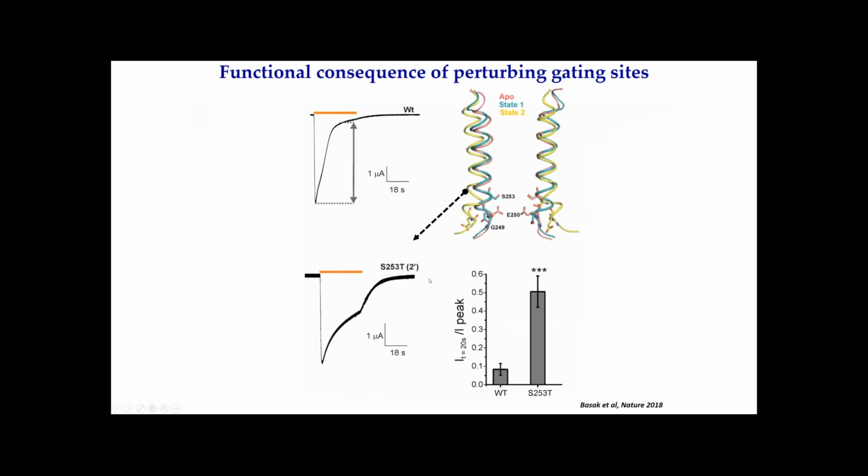And since this bending of the M2 helix was stabilized by a serine residue, we decided to mutate it to see what its effect is on the stability of the open conformation. So this is wild type currents: the channel activates and desensitizes. When mutated to a threonine, we see that the rate of decay of current significantly slows down, suggesting that we are affecting the stability of the open conformation.